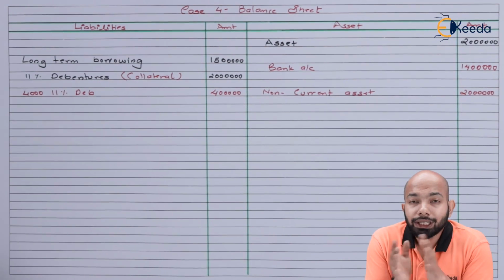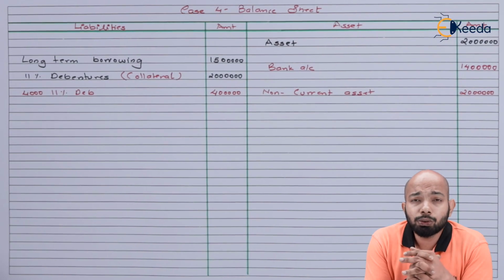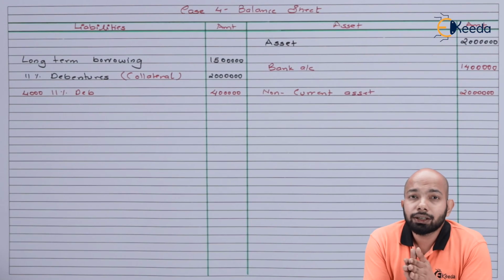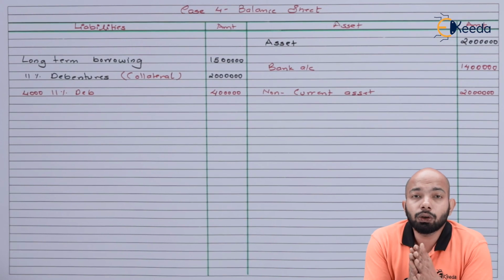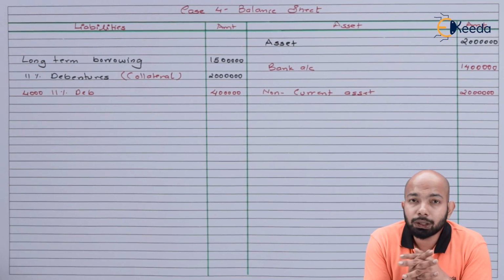So these are the 4 case studies that we had to do when it comes to issue of debentures as collateral security. I hope this video has given you a lot of variety in terms of the sums that we could solve in one illustration itself.